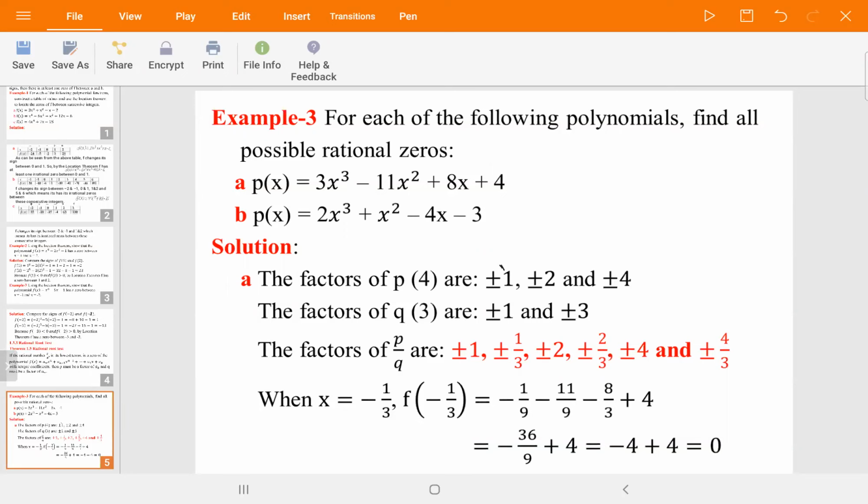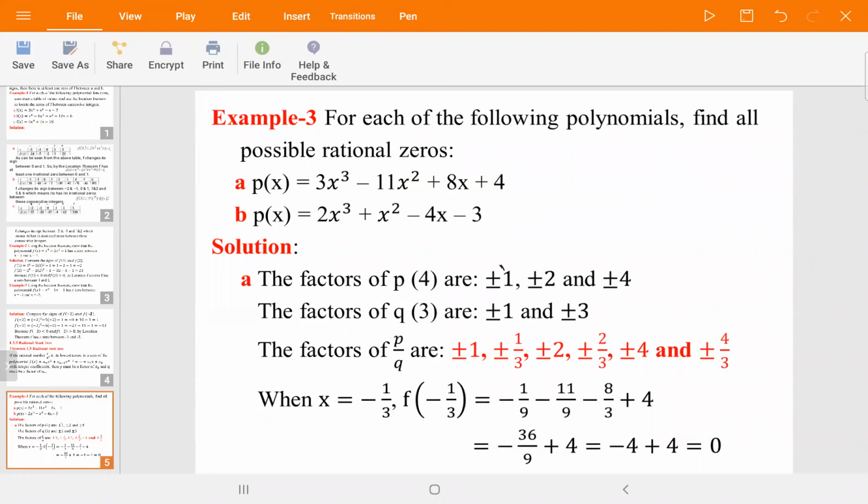Then the final factor of P. So by considering this, we list the factors of P over Q whose numerator is 4. So 4 over 1 is 4. Therefore, plus or minus 4. 4 over 3, plus or minus 4 over 3.